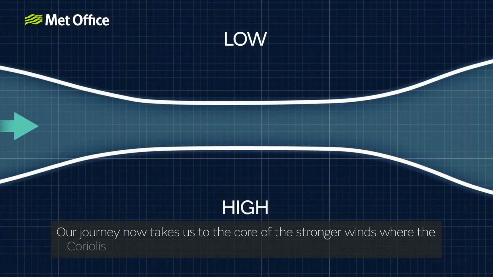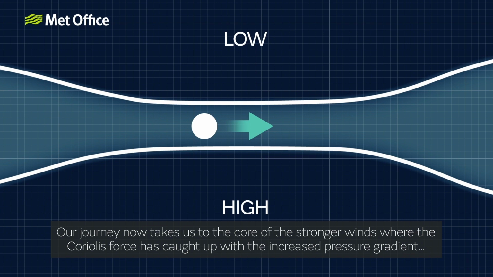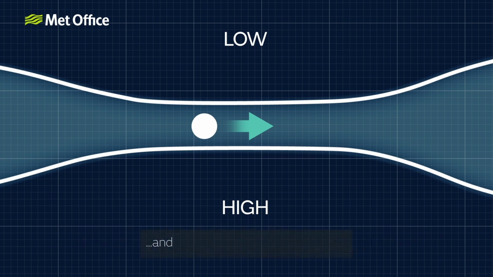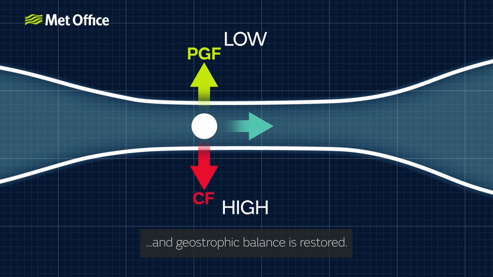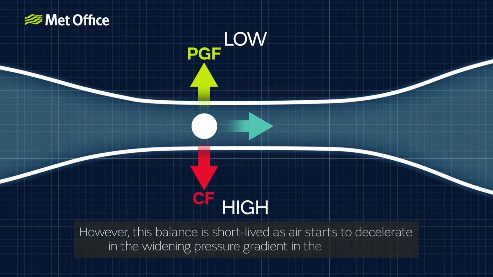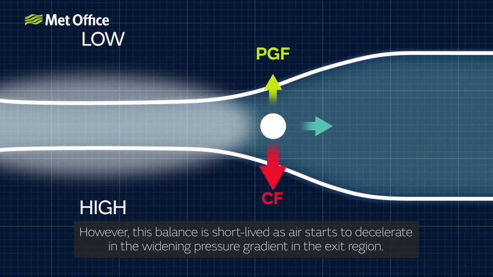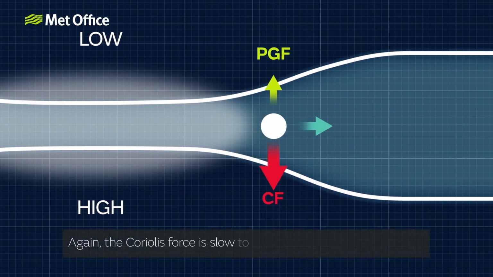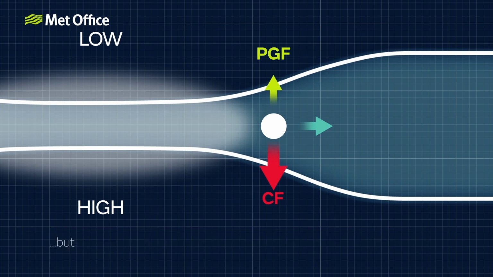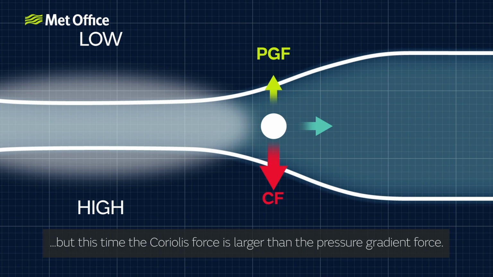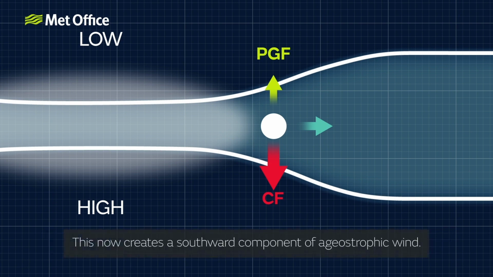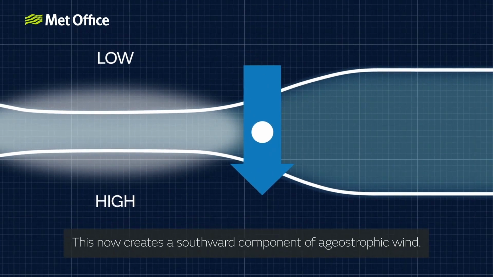Our journey now takes us to the core of the stronger winds, where the Coriolis force has caught up with the increased pressure gradient, and geostrophic balance is restored. However, this balance is short-lived as air starts to decelerate in the widening pressure gradient in the exit region. Again, the Coriolis force is slow to respond, creating an imbalance. But this time the Coriolis force is larger than the pressure gradient force. This now creates a southward component of the ageostrophic wind.